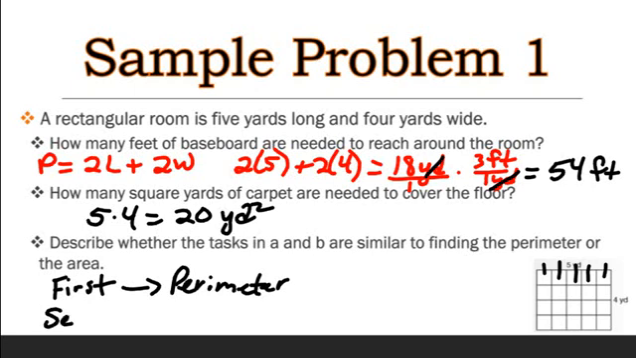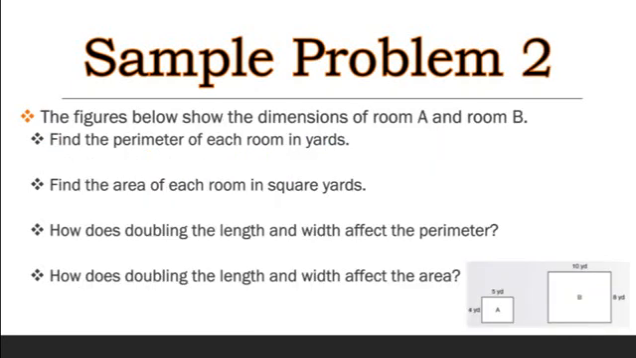The second part, that's finding area. And that's area because we're covering the whole surface of the floor. To find that, you would just multiply, or you can count how many individual square tiles you have. And that was 20.